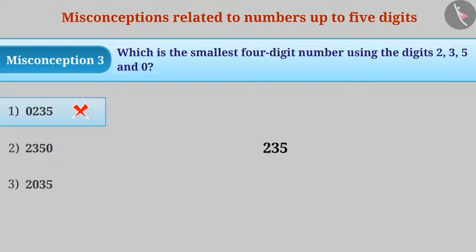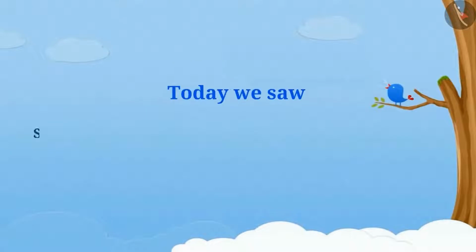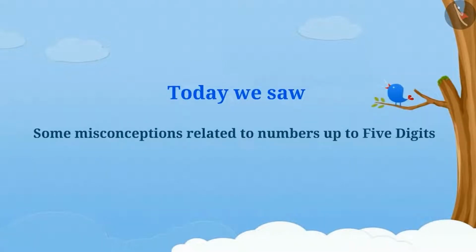This is a misunderstanding. In order to write the smallest four-digit number, 2, 3, 5 are written in ascending order, but due to confusion as to where to put 0, it is often written after 5. This gives us option 2, which is incorrect. The correct understanding is that a number cannot begin with 0, so it should be written after the smallest non-zero number. With this understanding, the correct answer is 2035. So today, we saw certain misconceptions related to numbers of up to 5 digits. Hopefully, many of your misconceptions related to 5-digit numbers must have been resolved.